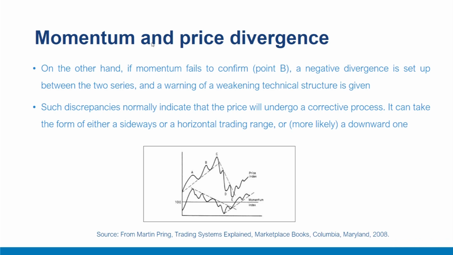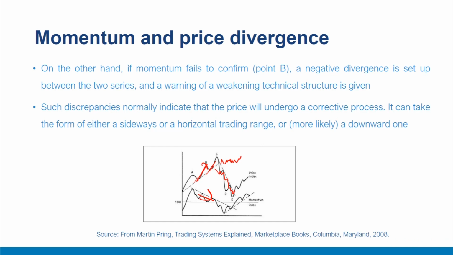On the other hand, if momentum fails to confirm, for example here at point B, notice that price movement upwards does not agree with the momentum downwards. So a negative divergence is set up between the two series, that is price and momentum, and a warning of weakening technical structure is given. Such discrepancies normally indicate that the price will undergo a corrective phase. It can take the form of either sideways movement, like a horizontal trading range, or more likely a downward movement, as we can see here.